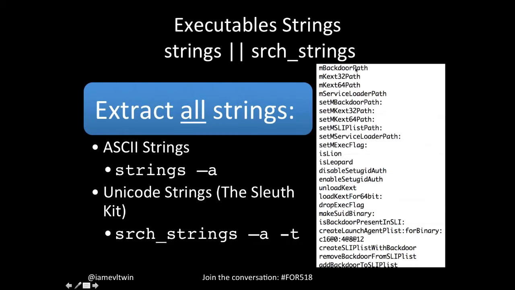Looking at the strings for this particular binary, we see things like backdoor path. Okay, that's interesting. Usually if an executable has the word backdoor in it, I'm already kind of getting a little queasy. We see things with kexts. Is leopard, is lion? Is it doing a check to determine what type of operating system it's on? It's loading kext, it's unloading kexts. So it's probably doing something with kernel extensions. This is just a quick triage saying basically, hey, do I need to take a look at this executable a little bit closer or not? And in this case, I absolutely would.